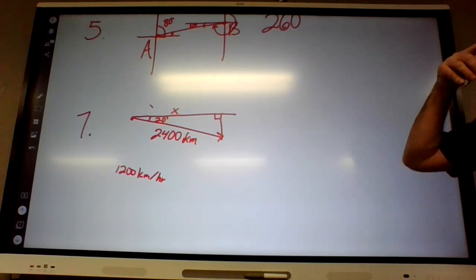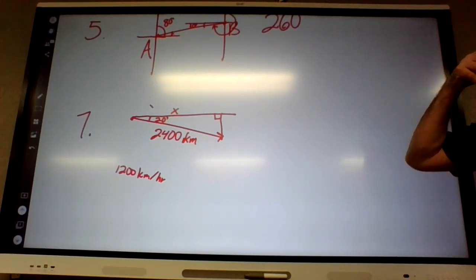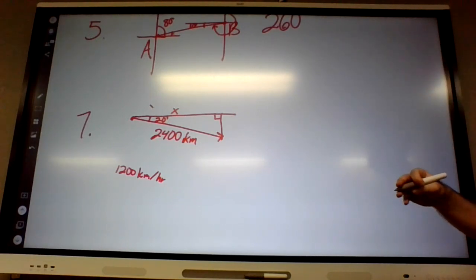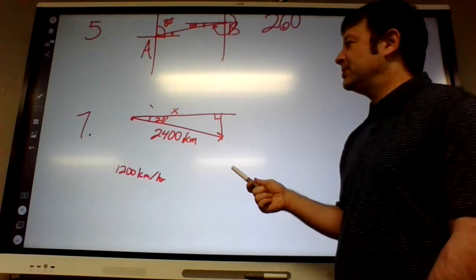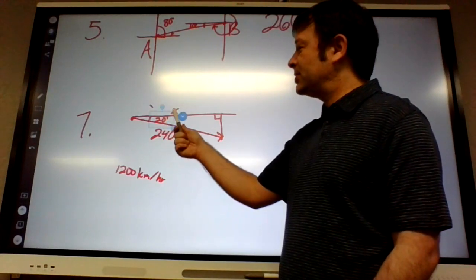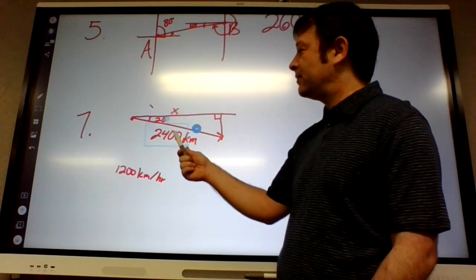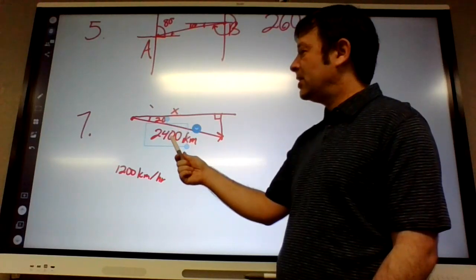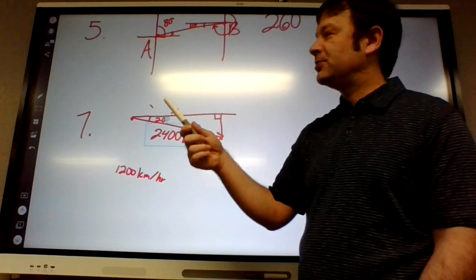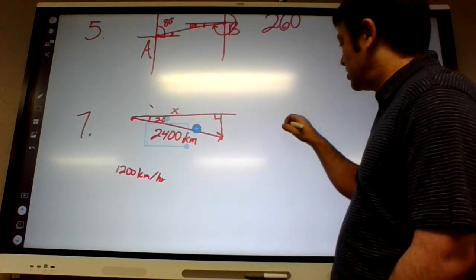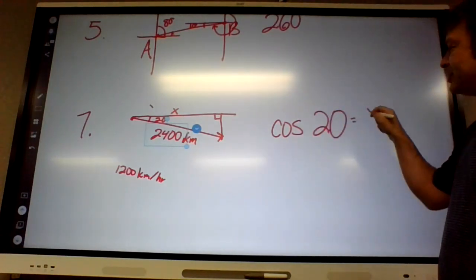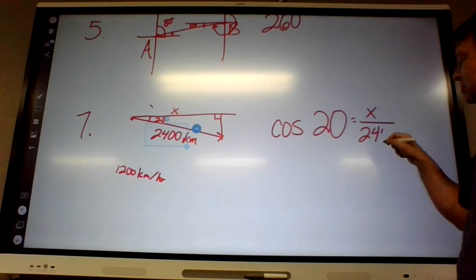Now, how could we find x? SOHCAHTOA, the basic trick, because it's a right triangle. I suppose you could use law of sines, but that'd be more work. So relative to the 20-degree angle, what side am I looking for? What side do I already have? I'm looking for adjacent. I have hypotenuse, that is cosine. The CAH in SOHCAHTOA. So cosine of the angle equals adjacent over hypotenuse.